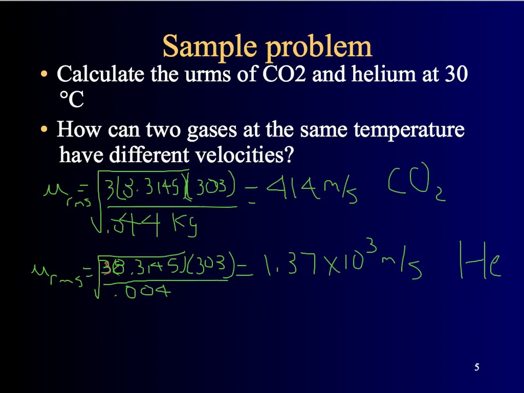Same calculation, but the molar mass is different, so our molar mass is down here for helium, and we get 1.37 times 10 to the third meters per second. Whoa, helium is way faster than carbon dioxide. It seems to make sense, because if you think about it, a lighter person can move a whole lot faster than a heavier person. I said can, not for everybody. So that's exactly what's going on here. The lighter molecules, lighter atoms, move faster than heavier atoms. That's an important fact.